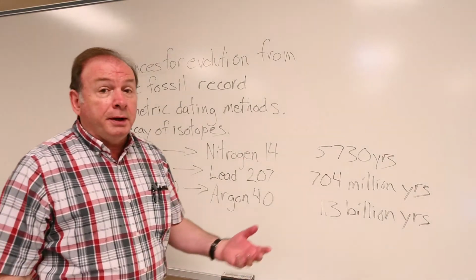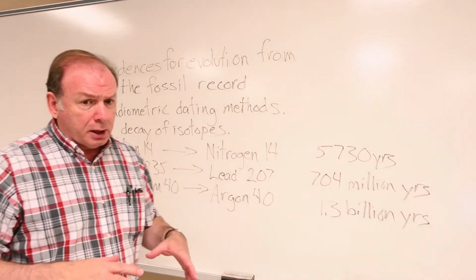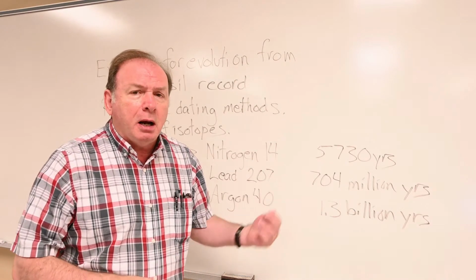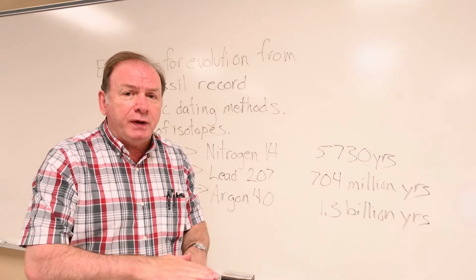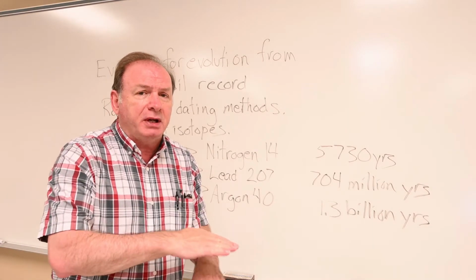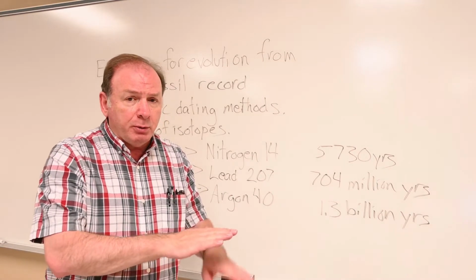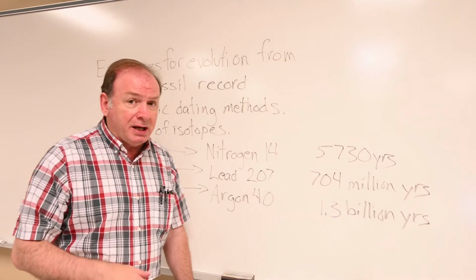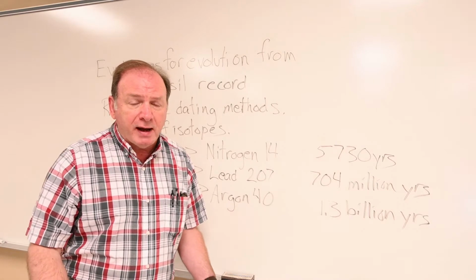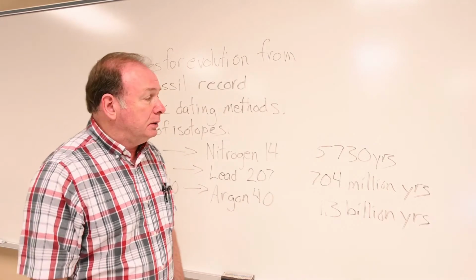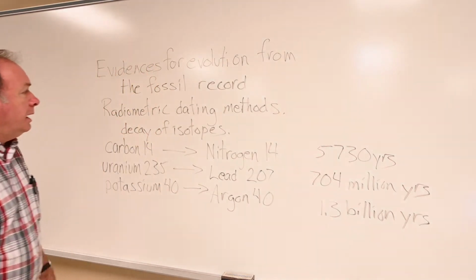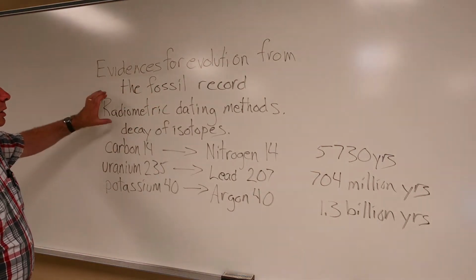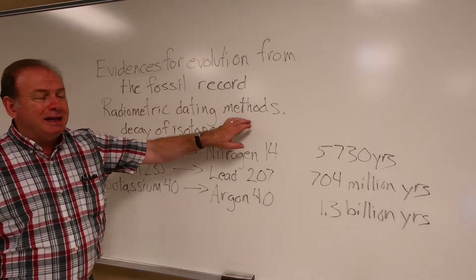All right, now in this next example, remember we talked last time, in the last screen we had here, about how we can age things relatively by what layer of sediment they are in. Older things are deeper, younger things are higher in the sedimentary layers, but how do you get an age, an approximation of how old something is in a fossil bed? And this is what we're going to talk about now. Evidences for evolution from the fossil record using radiometric dating techniques.